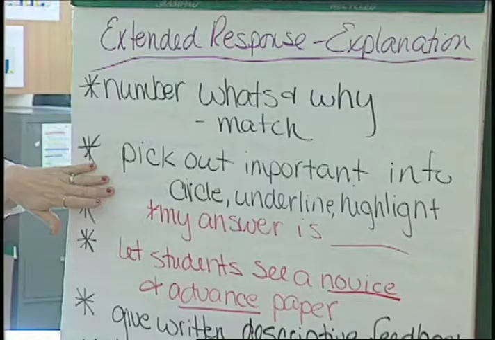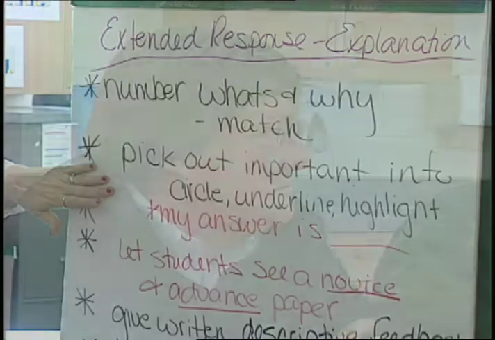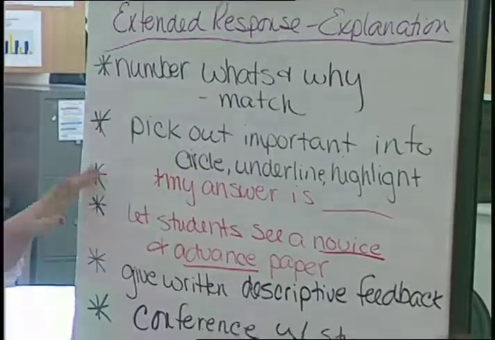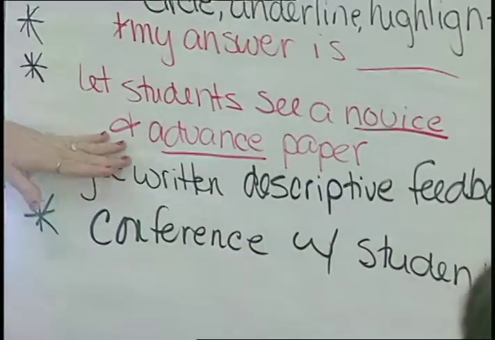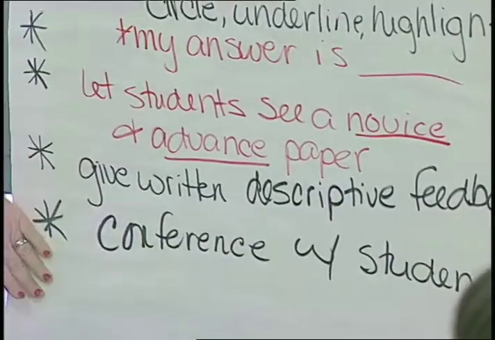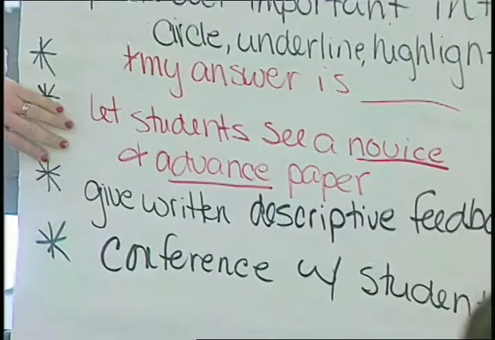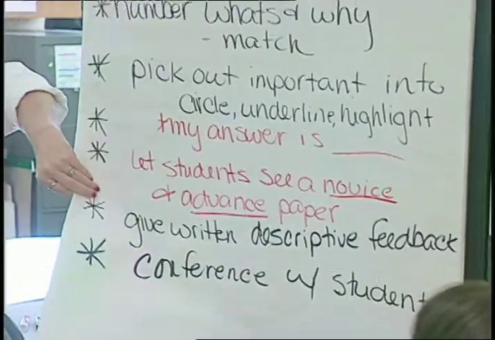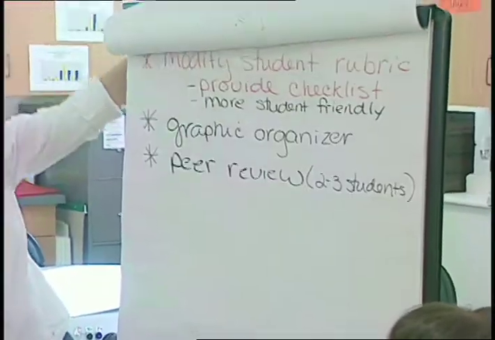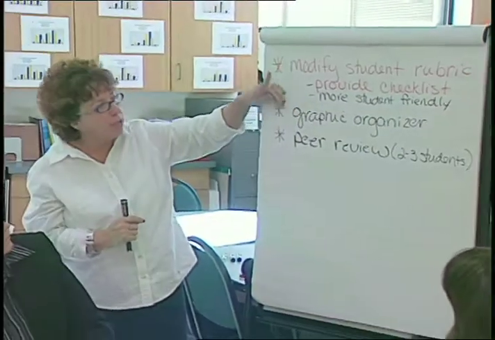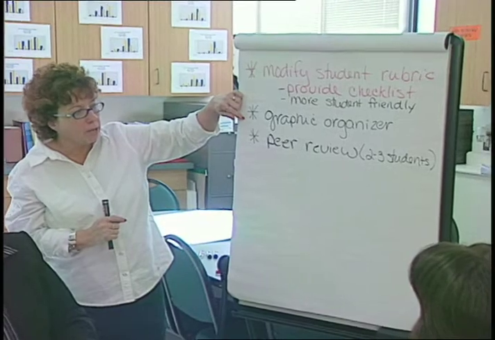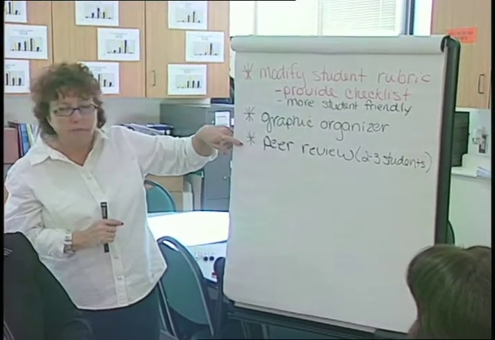That's a great idea. All right, I've got numbering the whats and the whys, so they'll match up. Again, important information, circling, underlining, highlighting. Make sure we got my answer is. Letting the students see a novice and an advanced paper. Give written descriptive feedback. Conferencing with the student. Modifying the student rubric so we have a checklist and more student friendly. Using a graphic organizer and setting up peer review.